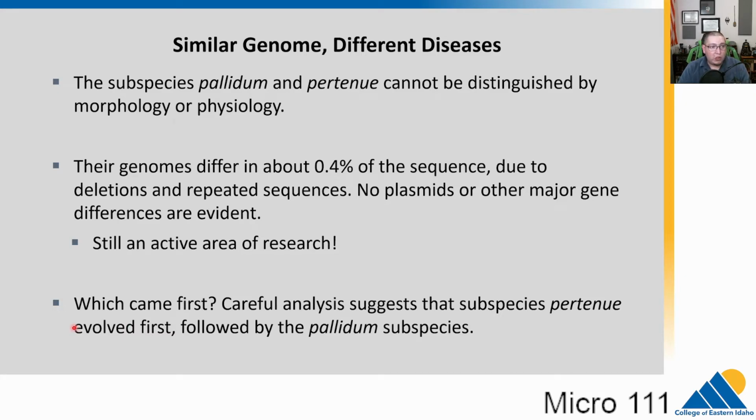There are some studies into which of these might have come first because they're evolutionarily related. Pertenue probably evolved first, and then pallidum is a derivation of that. Like I said, pallidum can infect a fetus, whereas pertenue cannot. So why these differences? We don't know. Something in their genome, in that small bit of difference there.